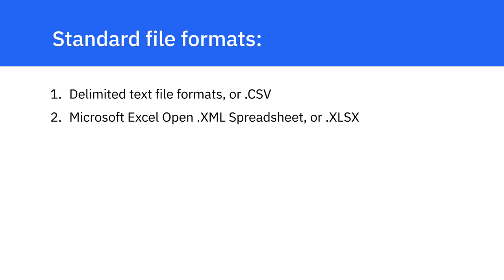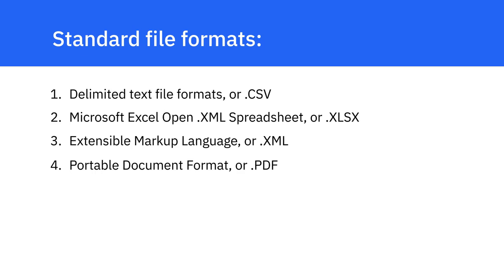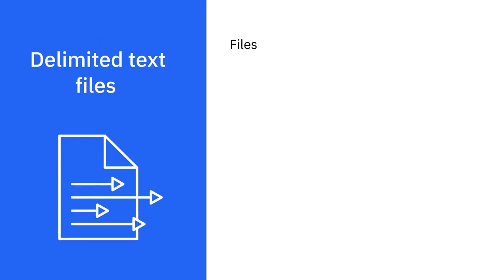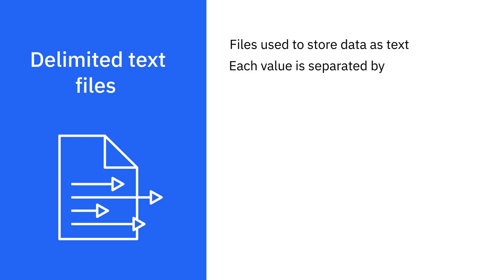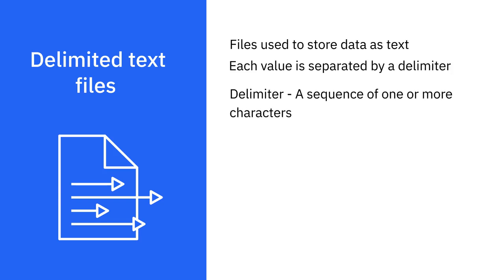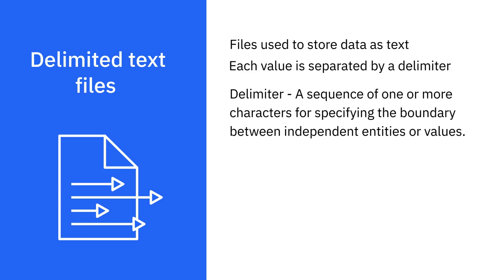Some of the standard file formats that we will cover in this video include delimited text file formats, Microsoft Excel Open XML Spreadsheet, or XLSX, Extensible Markup Language, or XML, Portable Document Format, or PDF, JavaScript Object Notation, or JSON. Delimited text files are text files used to store data as text in which each line or row has values separated by a delimiter, where a delimiter is a sequence of one or more characters for specifying the boundary between independent entities or values.